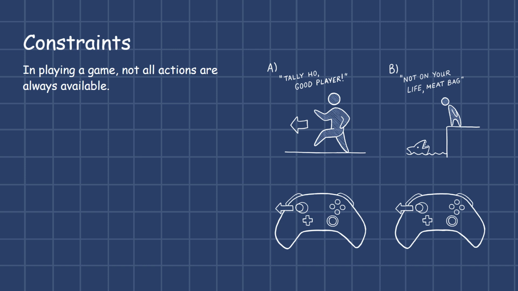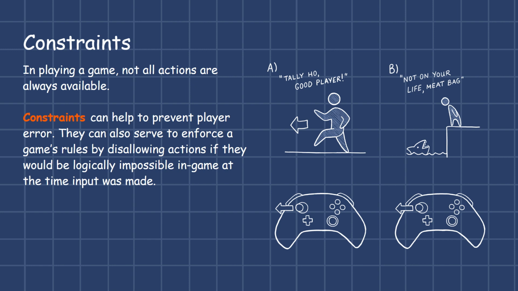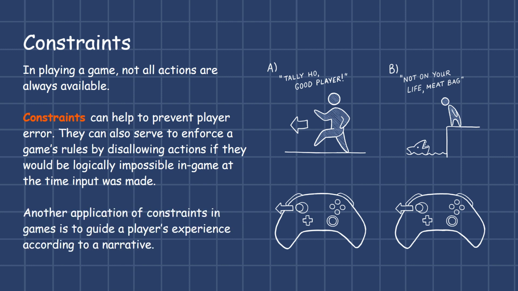In playing a game, not all actions are always available. Constraints impose contextual limitations on the input that can be accepted at any time. The same action might be allowed or disallowed depending on certain contexts. There are several reasons why you might want to impose such limitations on players from time to time. Constraints can help prevent player error. They can also serve to enforce the game's rules by disallowing actions if they would be logically impossible in-game at the time input was made. Another application of constraints in games is to guide a player's experience according to a narrative or a predefined sequence of events.